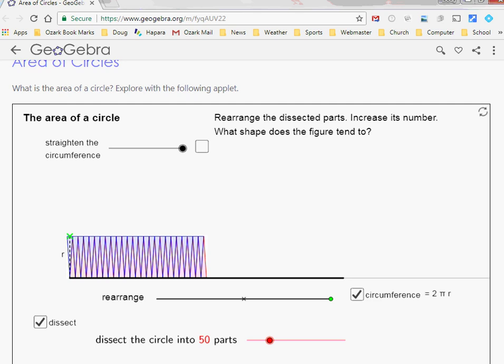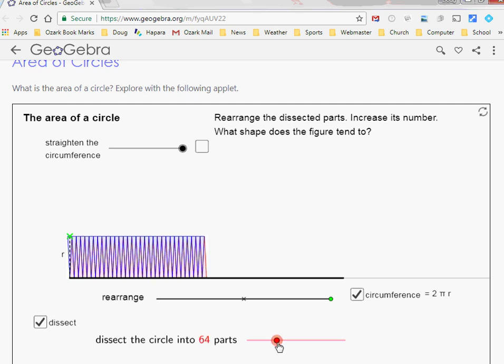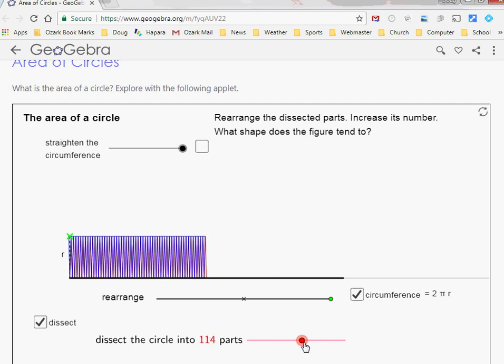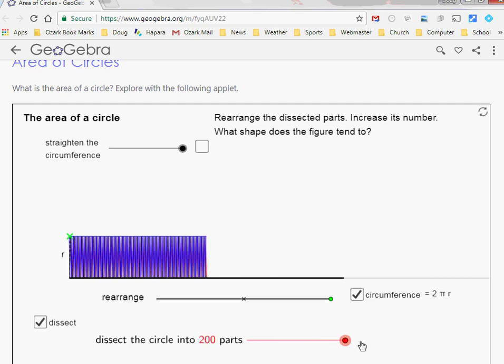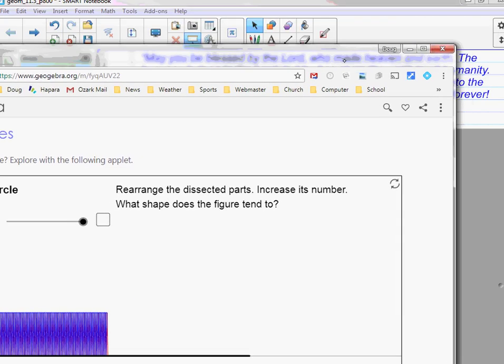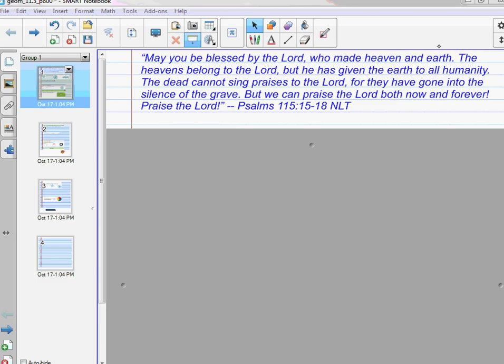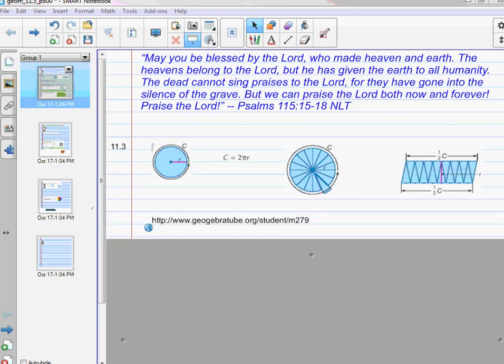And the more pieces you put it into, the more perfectly it fits into a parallelogram. In fact, when you get more and more of them, the more perfectly it becomes a rectangle, which is also base times height. It works the same way. So there is one development of the area formula for a circle. That's kind of cool, isn't it? And if you want to look at that later for your own, well, you can click on that when you go to Google Classroom. It'll take you a link to that same page so you can play around a little bit on your own.